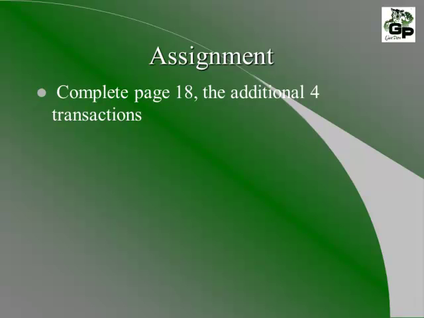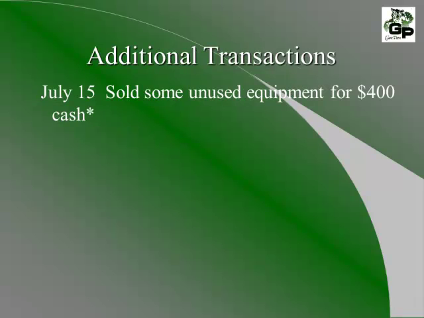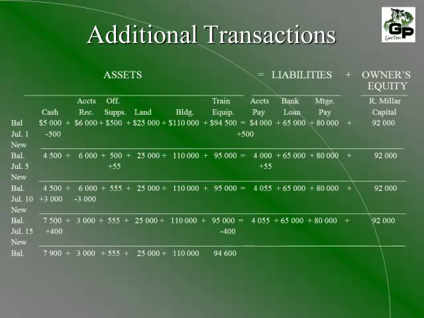Your assignment is to complete page 18, the additional 4 transactions. The first of these transactions is for July 15th, where you sold some unused equipment for $400 cash. To record this transaction, you have to put the $400 that was received in cash underneath the cash account. And because training equipment was sold, the value of the training equipment account goes down by $400.